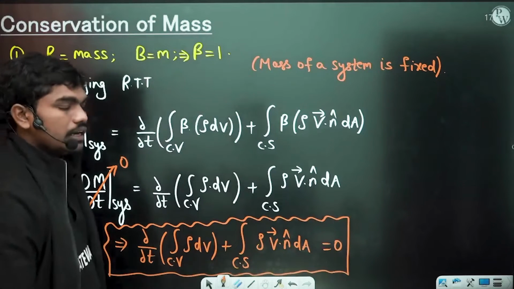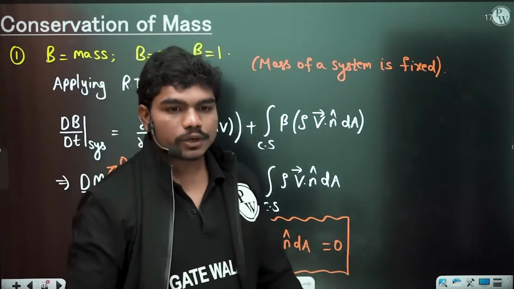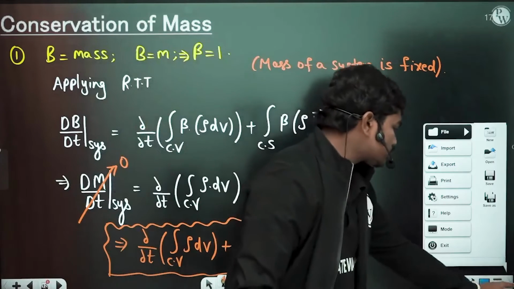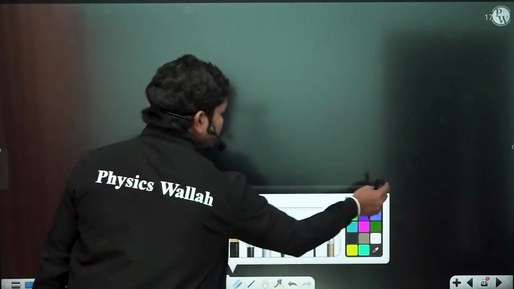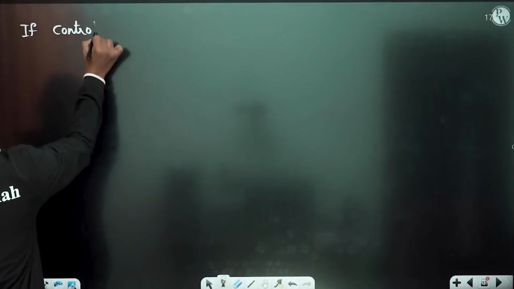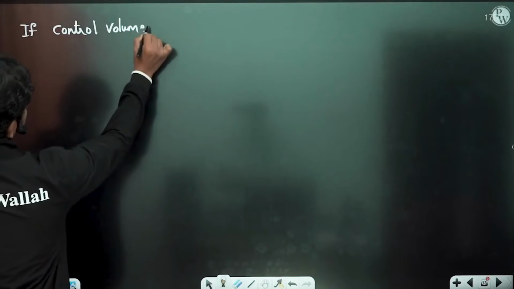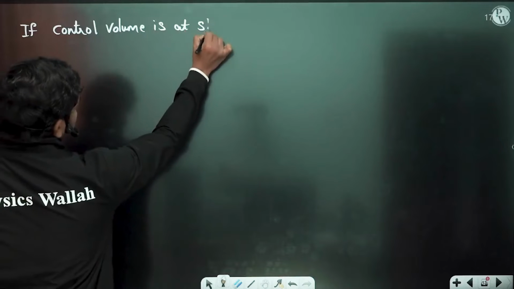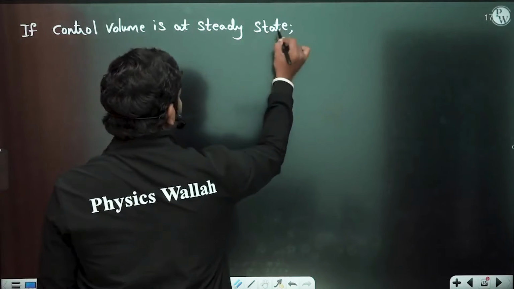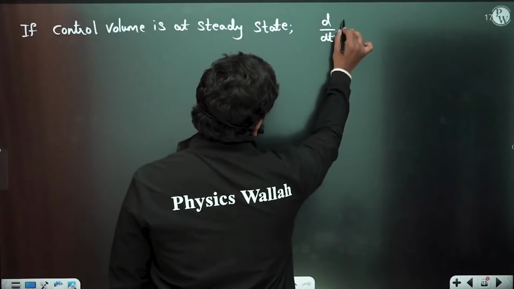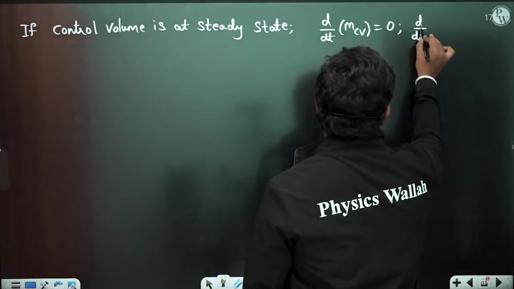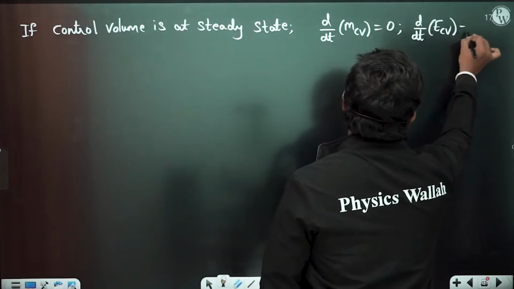Now let us suppose there is some control volume, and that control volume is operating at steady state. If the control volume is at steady state, what is the meaning of this? The d by dt of mass of the control volume means that with respect to time this cannot change. With respect to time any property cannot change, correct? Energy of the control volume will not change, so anything will not change.